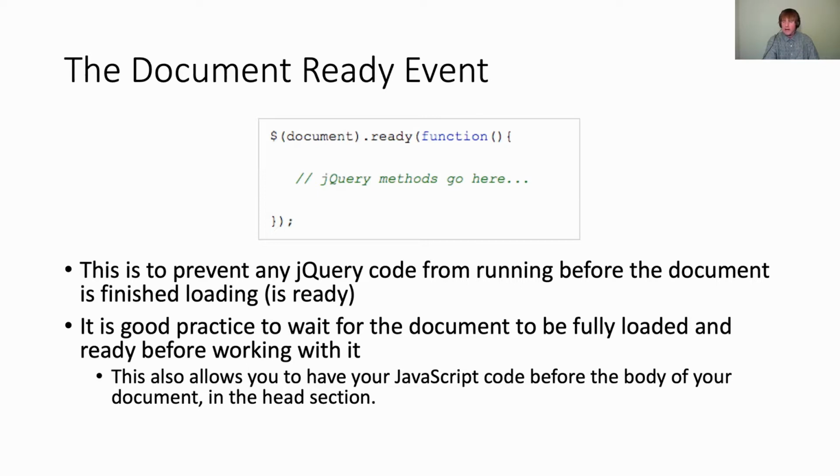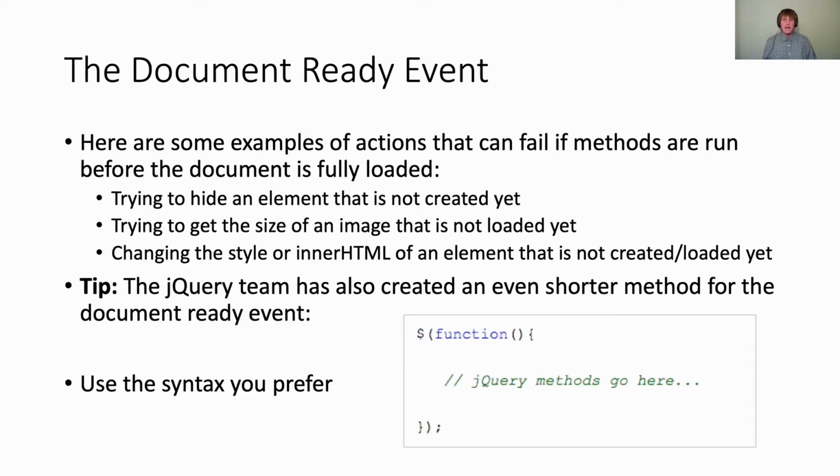So most of the time, I see jQuery code in this ready function. I have a script tag at the top, I have the ready function, and then I write all my jQuery code in that function. Here are some examples of actions that can fail if methods are run before the document is fully loaded: trying to hide an element that's not created yet, trying to get the size of an image that is not loaded yet, changing the style or the inner HTML of an element that is not created or loaded yet. Here's a tip.